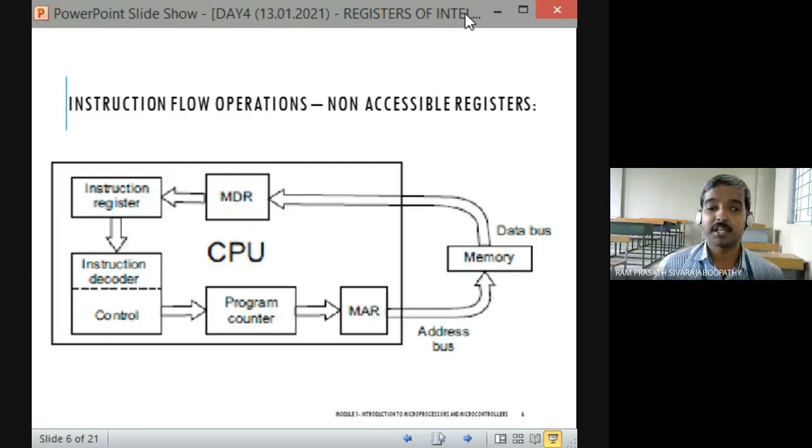Say for example, in the MAR register, if we want to put a value, it is never possible. It is not under the control of the user program. It is done by the CPU for internal operation, to carry out the internal operation. Clear? So that's all about this instruction flow. Okay. Now we will have a few more registers. So let us see their usage next.